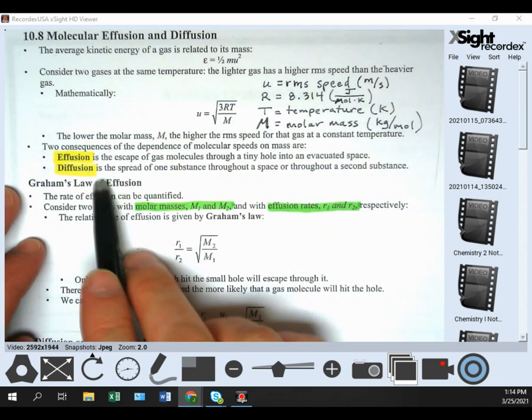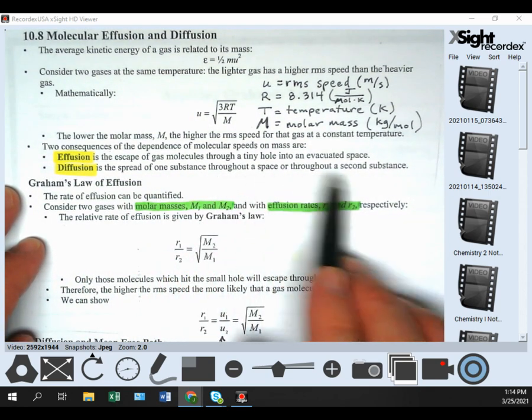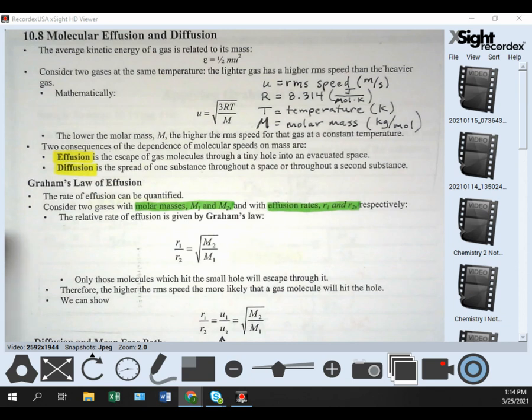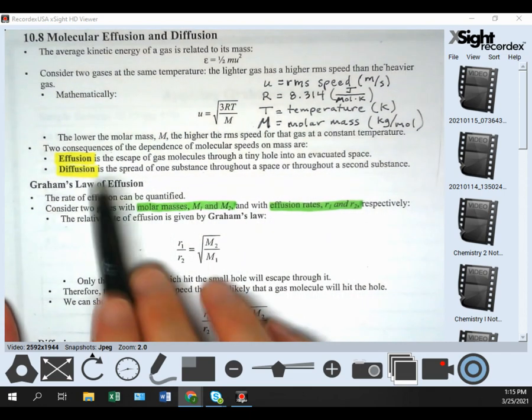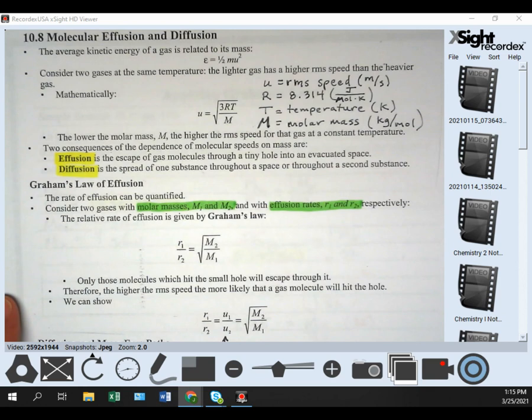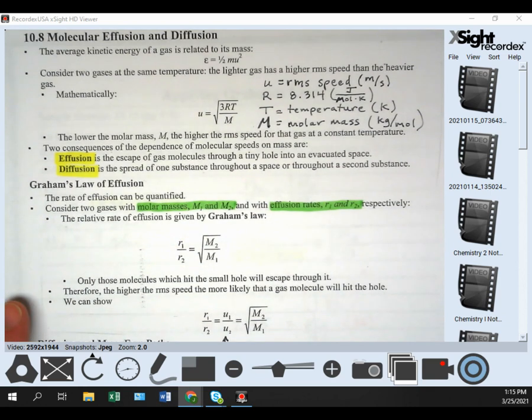So diffusion is the spread of one substance throughout a space or throughout a second substance. Like, stinky freshmen spray Axe in their hallway, and then eventually it works its way down all the hallways. That's diffusion. Those gas particles are moving through other gas particles and spreading over time. Okay.